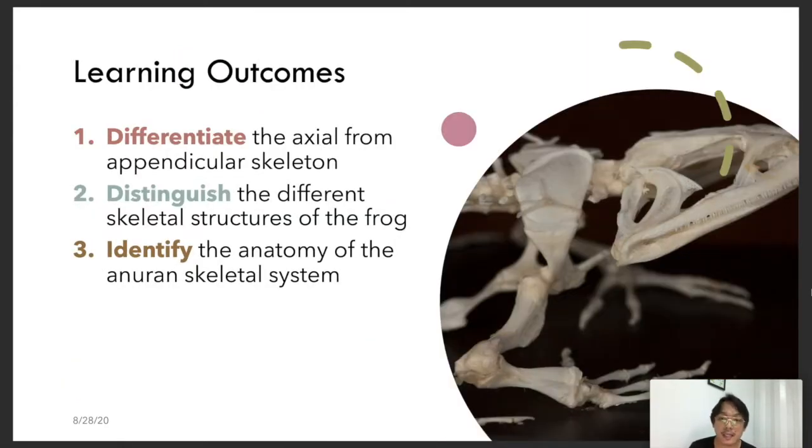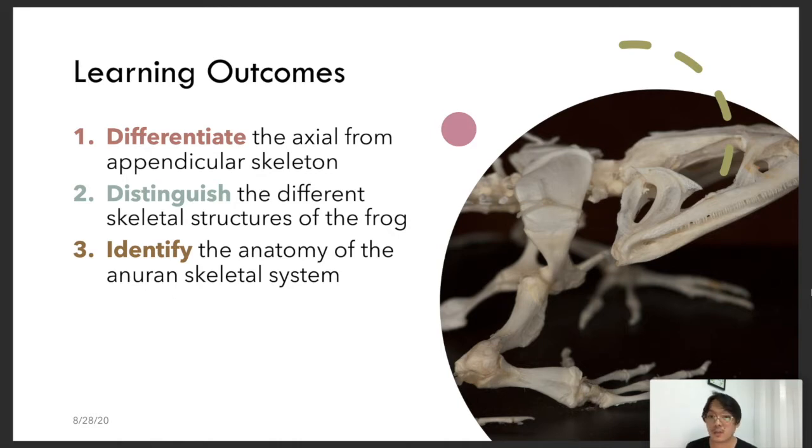For the learning outcomes, we will differentiate the axial and appendicular skeleton. So when you say axial skeleton, that is the core, or the basis or the foundation of your skeletal system. Okay, the axial, like the skull and the vertebra, and the appendicular skeleton are the bones which are attached to the axis. Okay, so these are the hind limbs and your forelimbs.